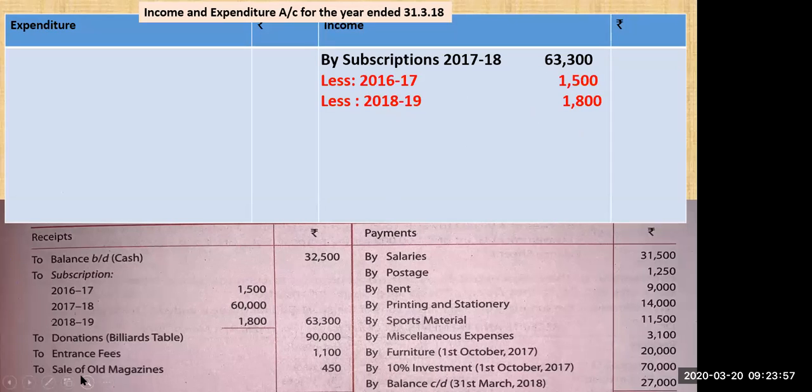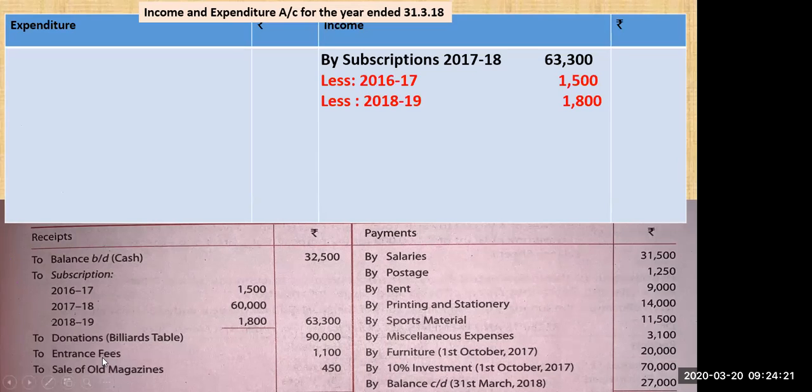Okay, now next one is donation for billiard tables. Where will you show this amount? Donations for billiard tables, specific donation. Sir, balance sheet on the liability side. Yes, we'll add it to the balance sheet, current year, or you can say closing balance sheet.